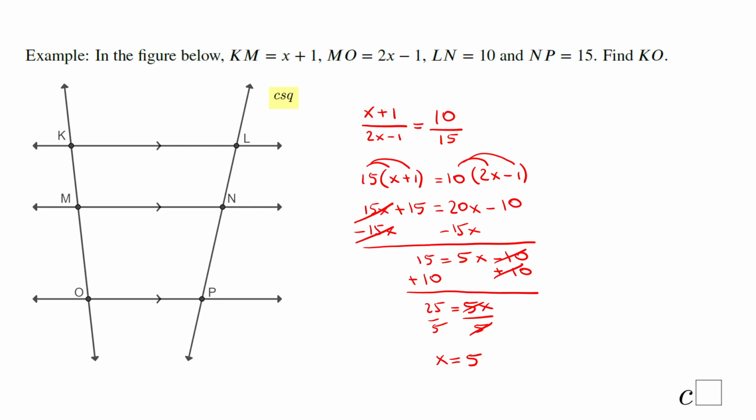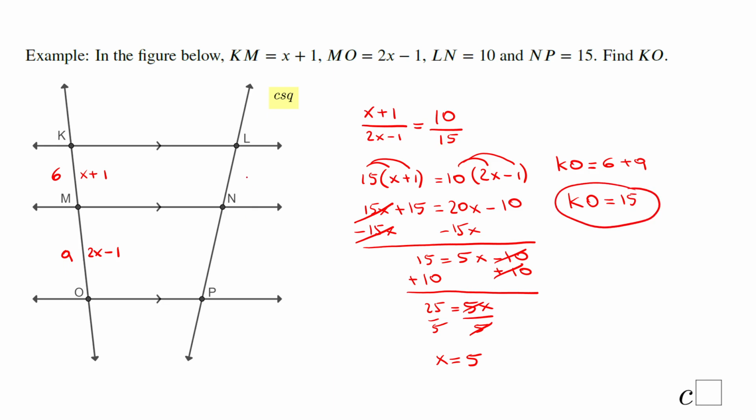So this is x. Now we need to find how long KO is, KO being all these segments. So KM is x plus 1, right? This is x plus 1. So if we plug 5 in it, that will be 6. And MO is 2x minus 1. And if we replace x with 5, we have 2 times 5, 10 minus 1 is 9. So KO will be nothing else than 6 plus 9, and that will be 15.